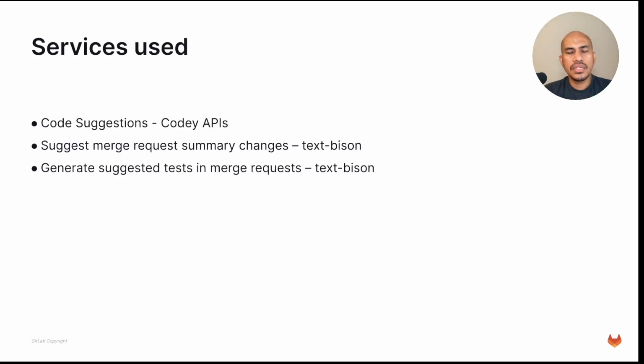Now, under the hood, each of these features are using Google Cloud Vertex AI related services. Like with code suggestions, it uses Codey APIs, suggest merge request summary changes uses Text Bison, and then generate suggested tests in merge requests also uses Text Bison. Now let's get to the demo.